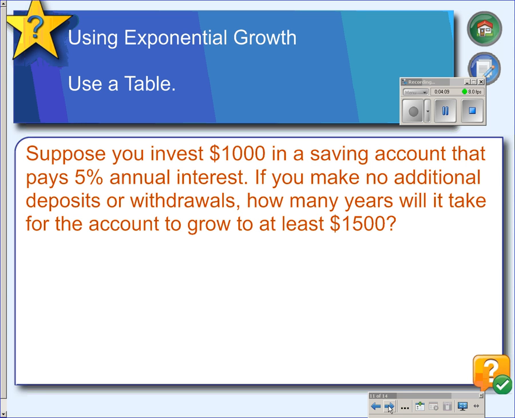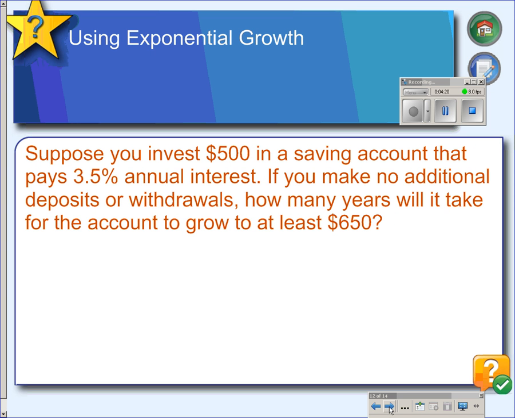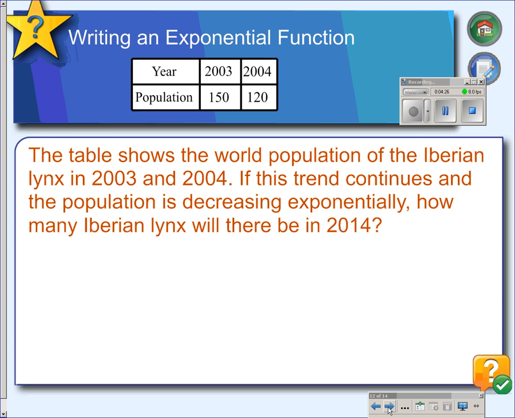This example we're going to have to do in class because it involves using the graphing calculator and a table. So remind me and we'll do that one in class. And again, this is an in-class example.